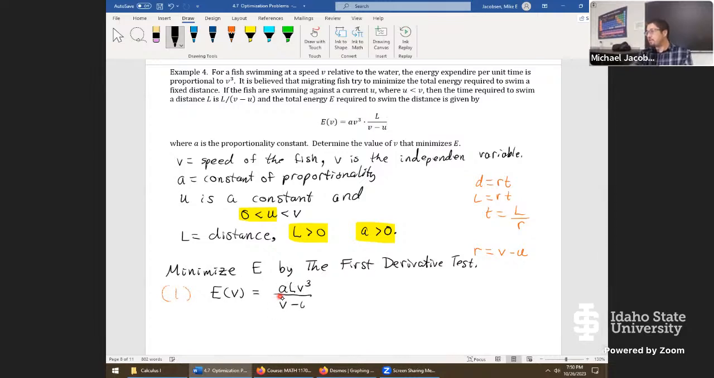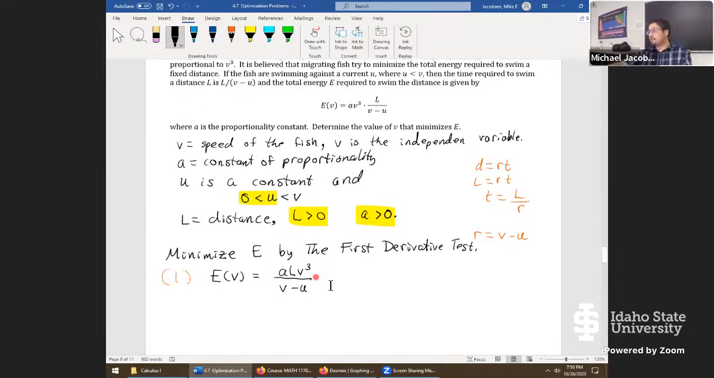Denominator is v minus u. So my strategy here, when there are so many constants like in this problem, is to try to put your constants off to the left. Think of AL as just a glorified number 5, and try to put your independent variable to the right. That way it's a better way to organize and remind us as we go which one is variable, which one is constant.